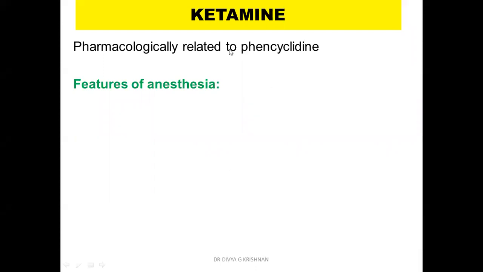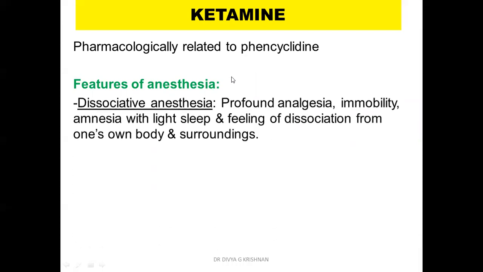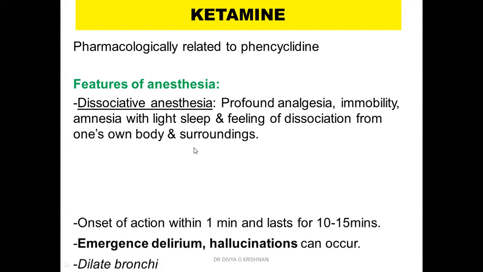So this is a drug which is pharmacologically related to phencyclidine. The features of anesthesia, it produces something called a dissociative anesthesia. So what is this dissociative anesthesia? It is profound analgesia, immobility, amnesia with light sleep, and feeling of dissociation from one's own body and surroundings. So here the patient is almost like in a light sleep. He's not unconscious. He's having a light sleep and he's feeling dissociated from one's own body and surroundings.